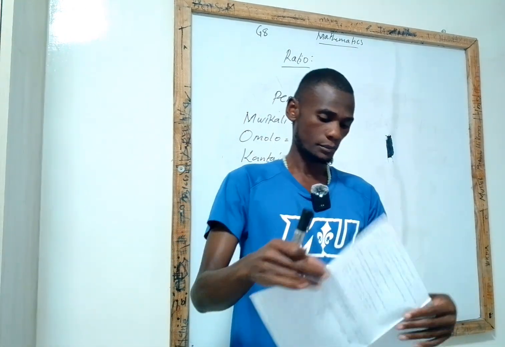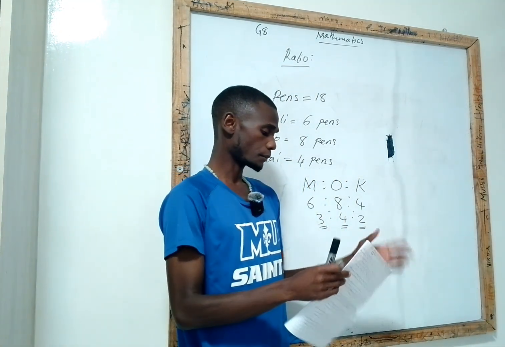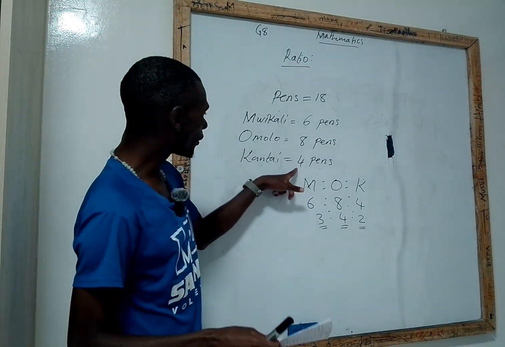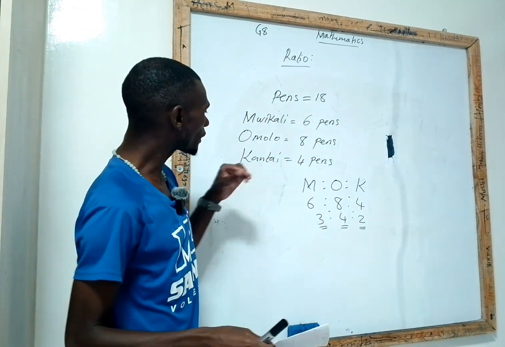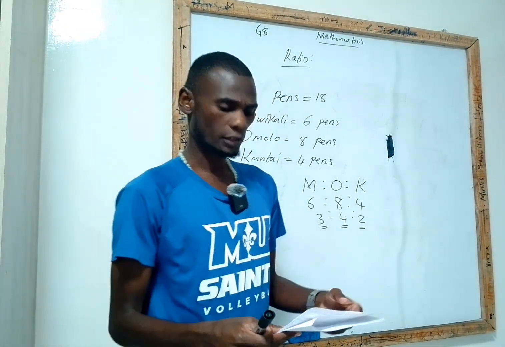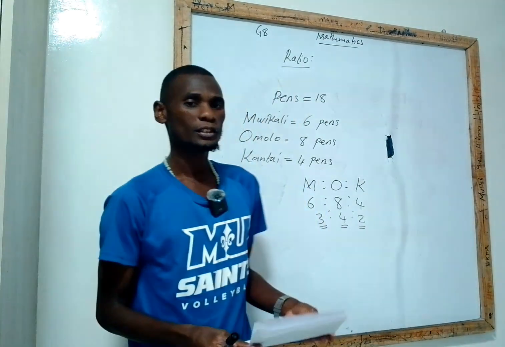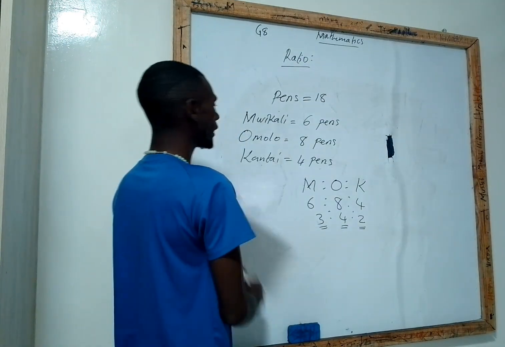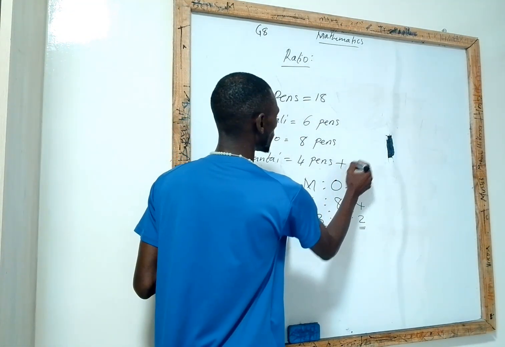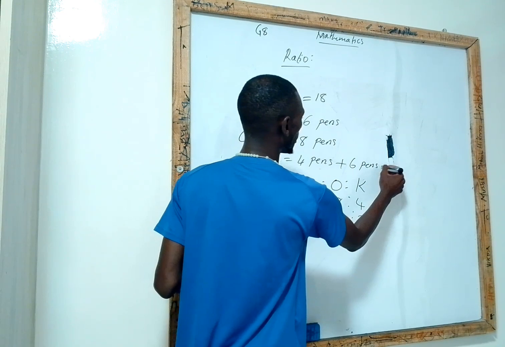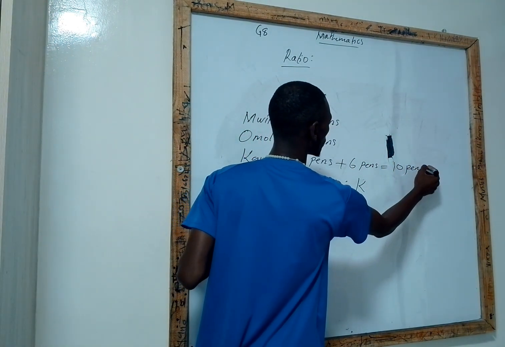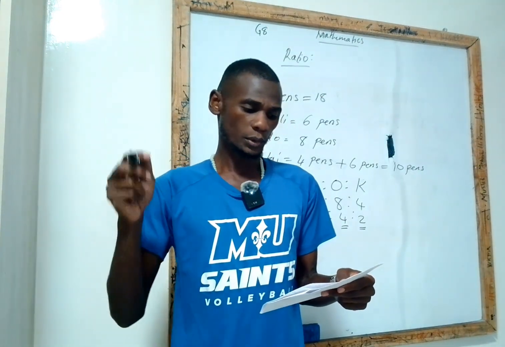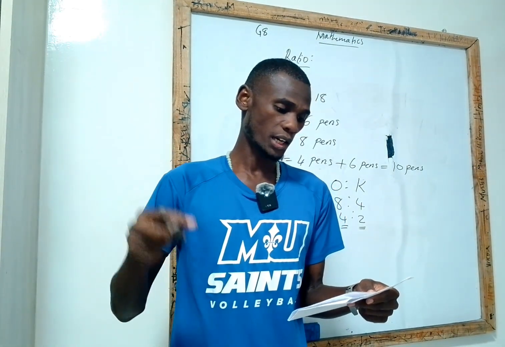Question B of the same. Kantai later bought 6 more pens. Remember Kantai had 4 pens here. So Kantai got annoyed and said, how can I have 4 pens? So Kantai later bought 6 more pens. Remember, he had 4, so let us add him 6. Now he's the topmost with 10 pens. Find the new ratio of pens belonging to Mwikali, Omolo, and Kantai.